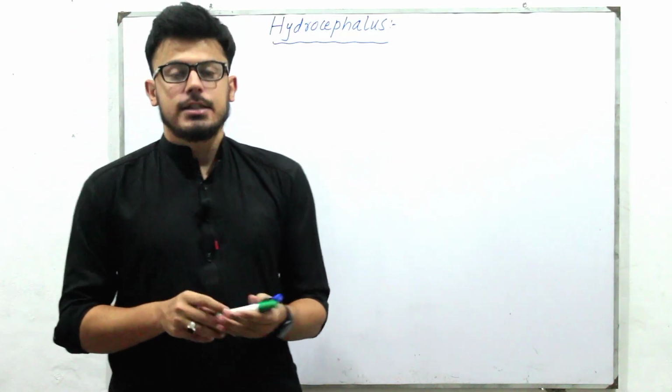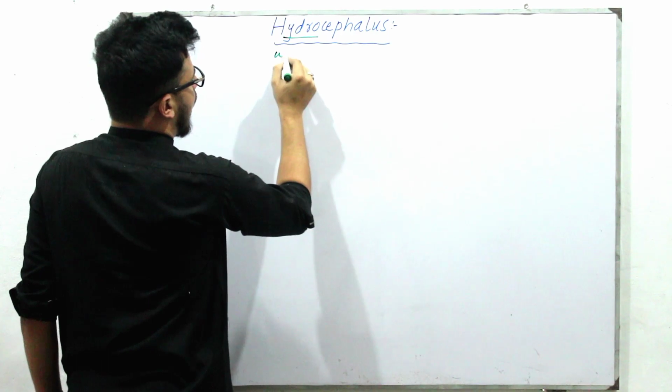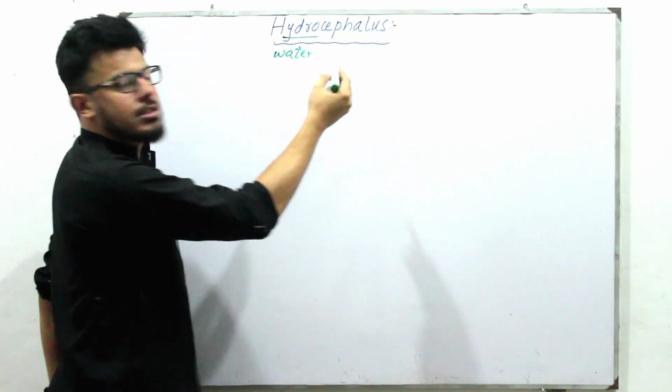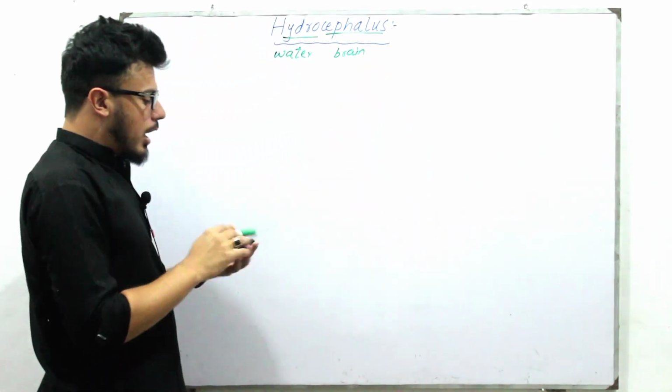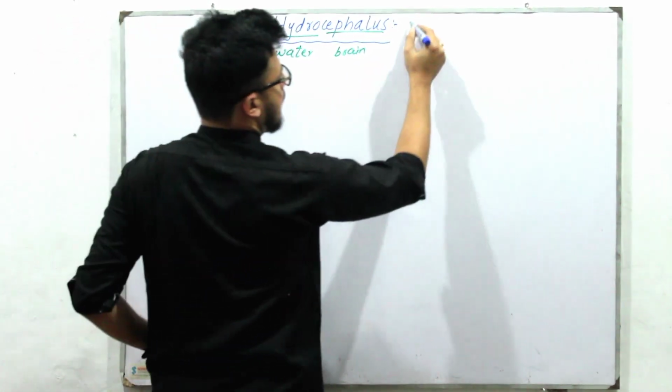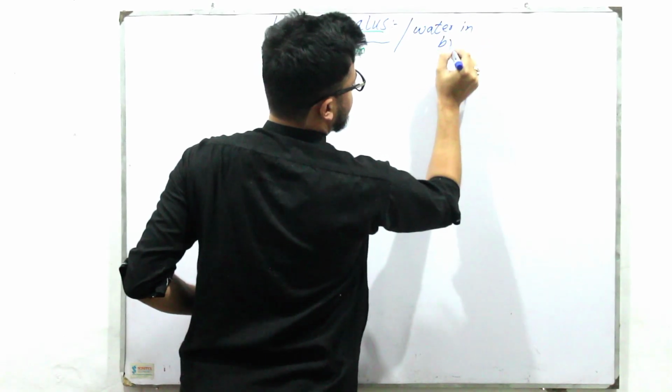So hydrocephalus is a combination of two words. Hydro means water and cephalus means brain. That's the reason it is also called water on the brain.